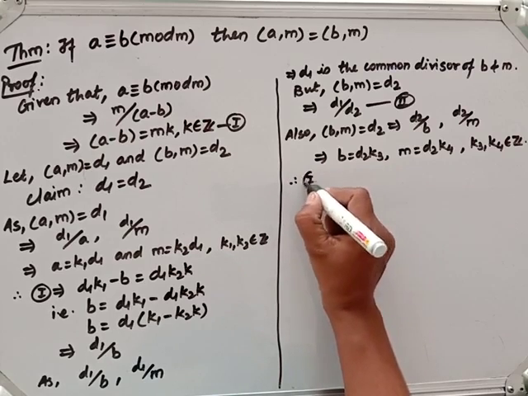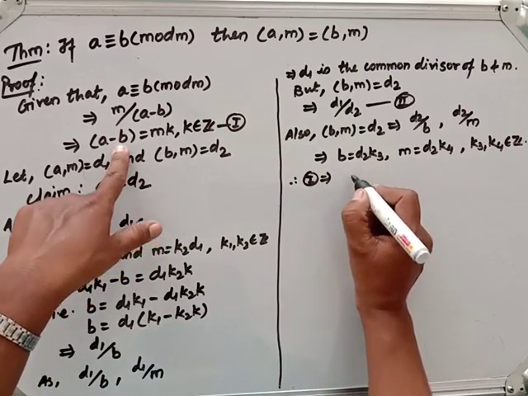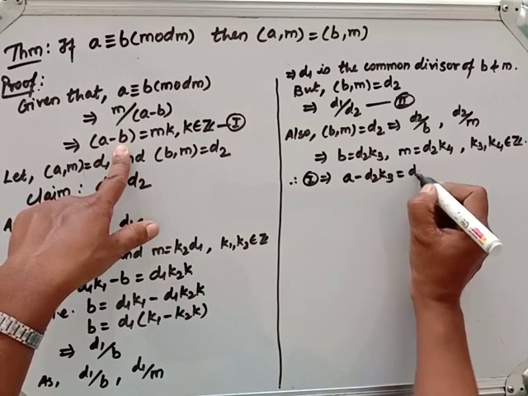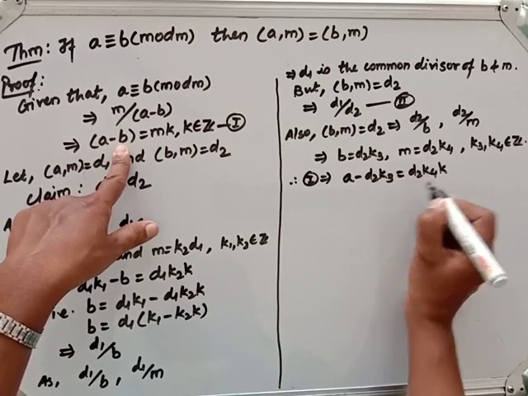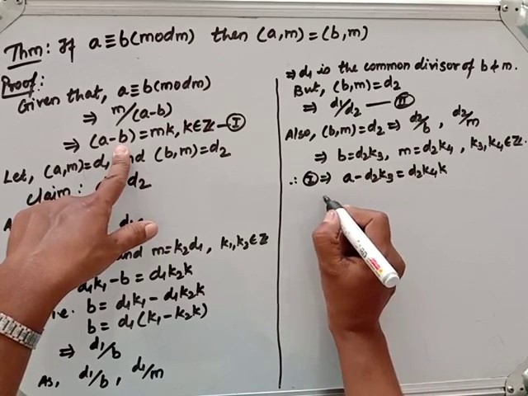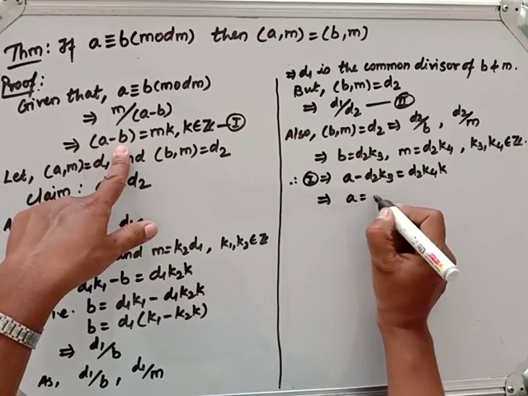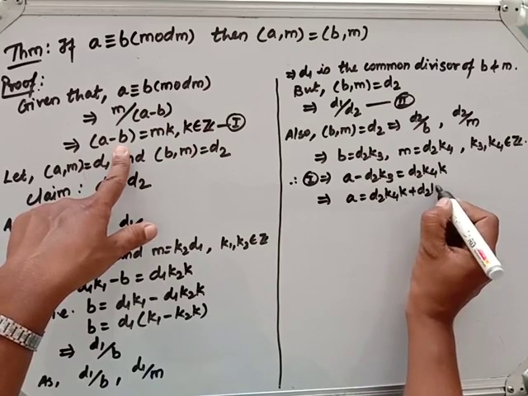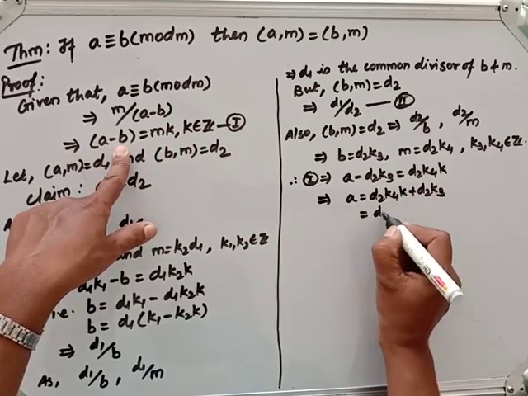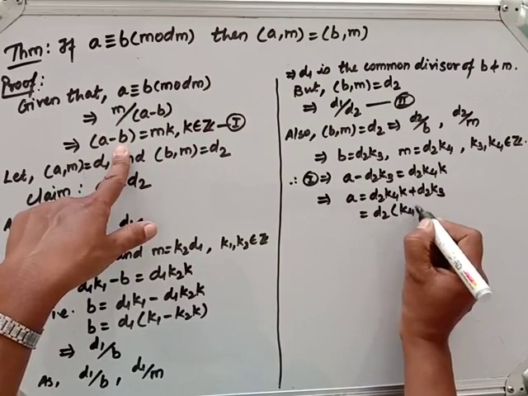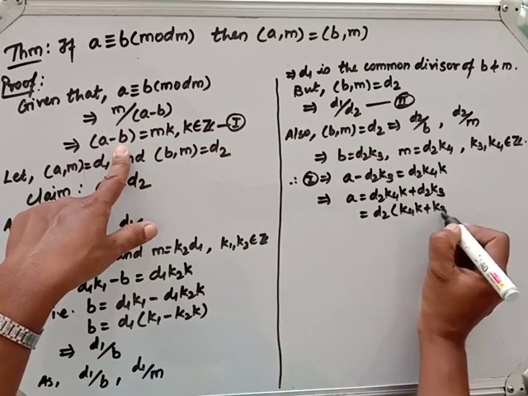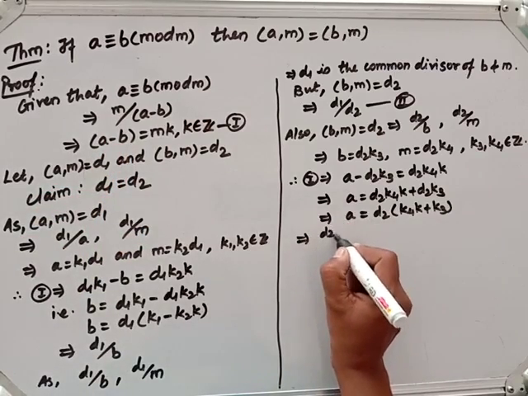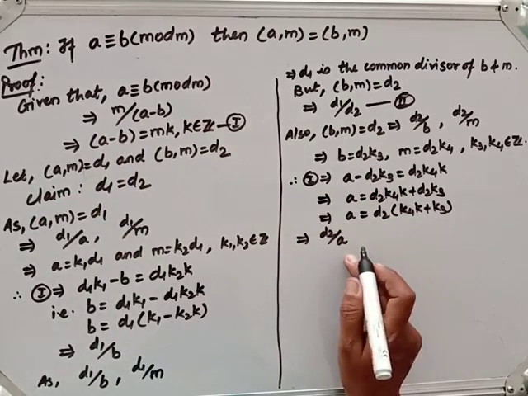Therefore, equation 1 implies A minus D2 K3 is equal to D2 K4 K. So, this gives A is equal to D2 K4 K plus D2 K3. So, D2 will be taken common: K4 K plus K3. A is equal to this. So, this shows D2 divides A here.